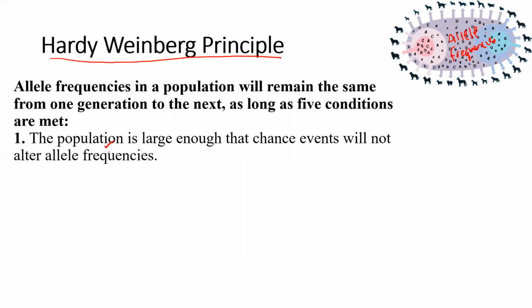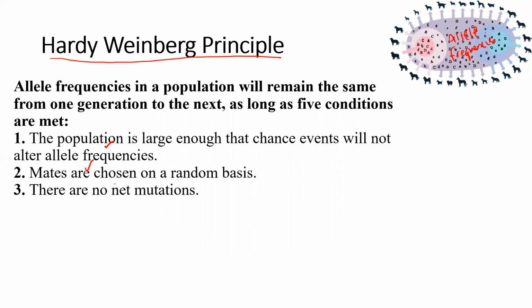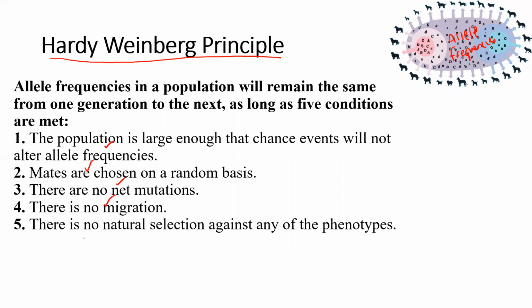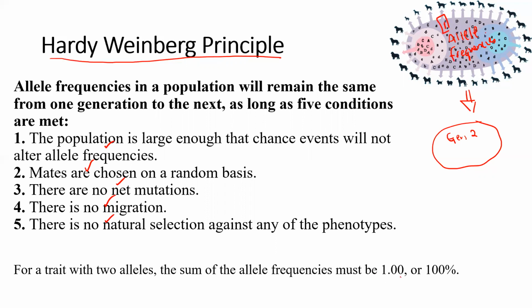The population is large, so chance events will not alter. Mates are chosen randomly. There's no mutations. There's no migration. There's no natural selection. So if those 5 conditions are met, the next generation, this is generation 2, will have exactly the same allele frequencies as generation 1 here. And when we add dominant and recessive of one allele, they add up to 1.